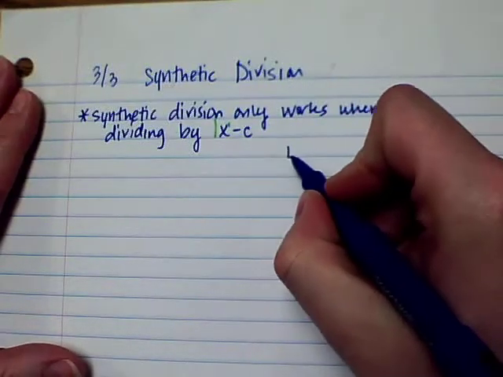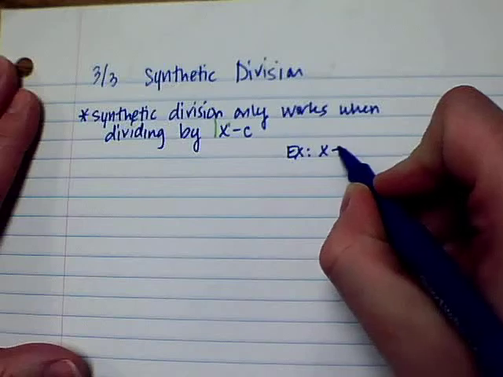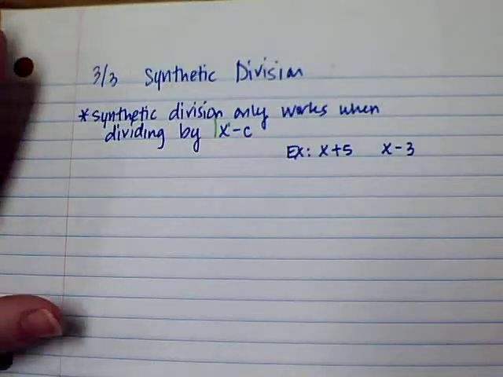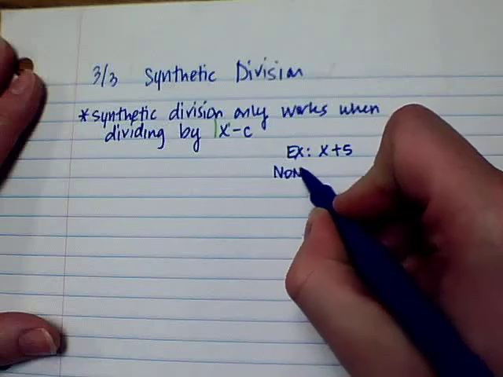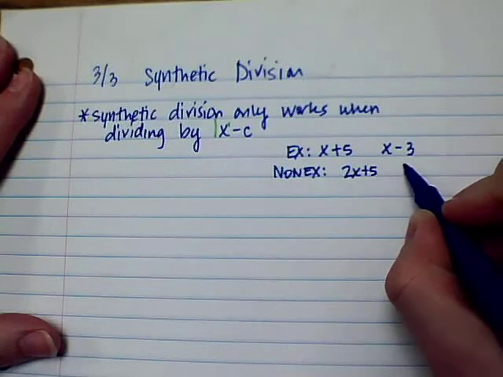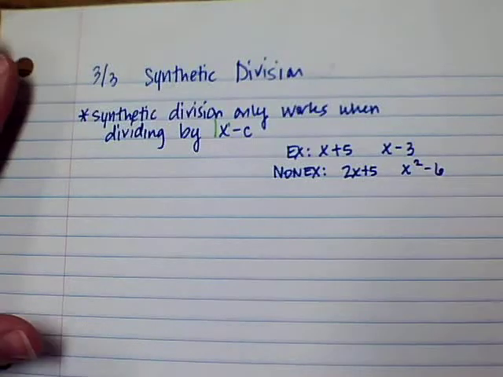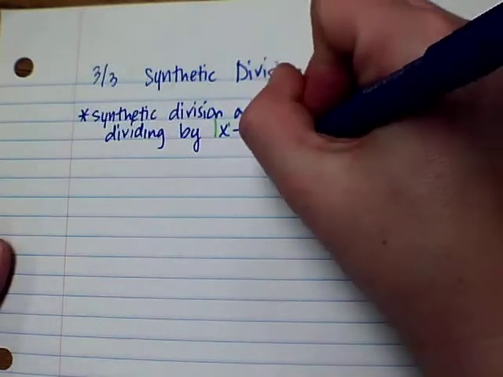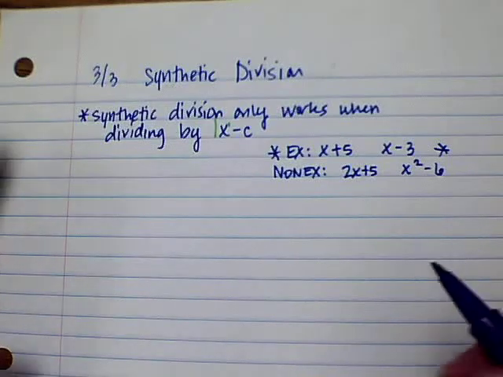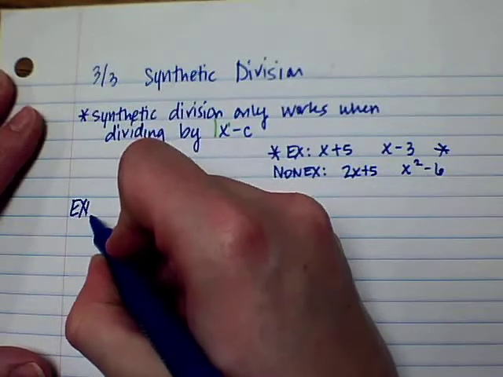So an example would be x plus 5 or x minus 3. A non-example would be 2x plus 5 or x squared minus 6. So this is what we can use when we're dividing with synthetic division. So let's look at an example.